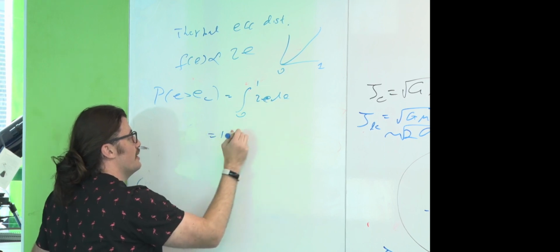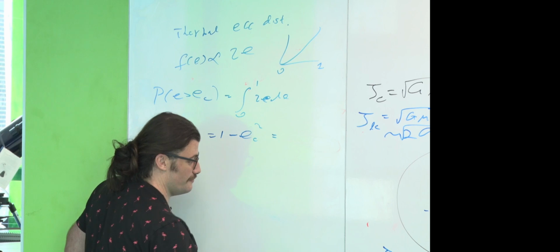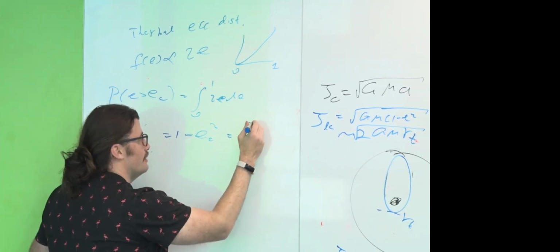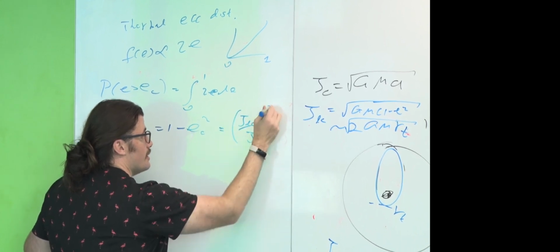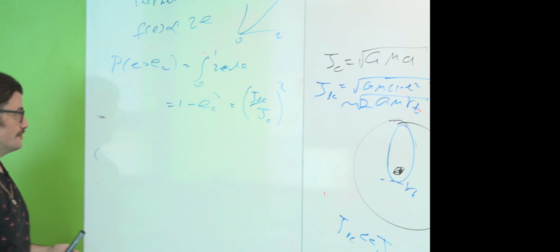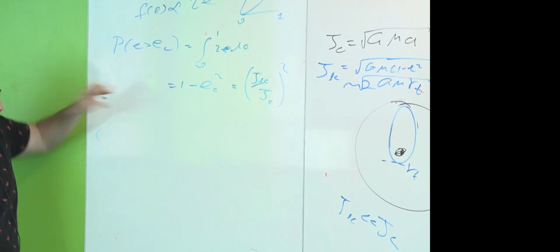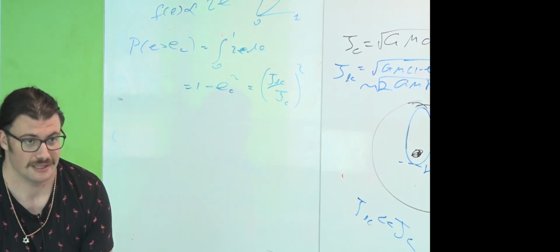It's essentially 1 minus e_c squared, which is exactly this thing. So really the fraction of stars that will be disrupted is actually the square of this angular momentum ratio, at least for this case.